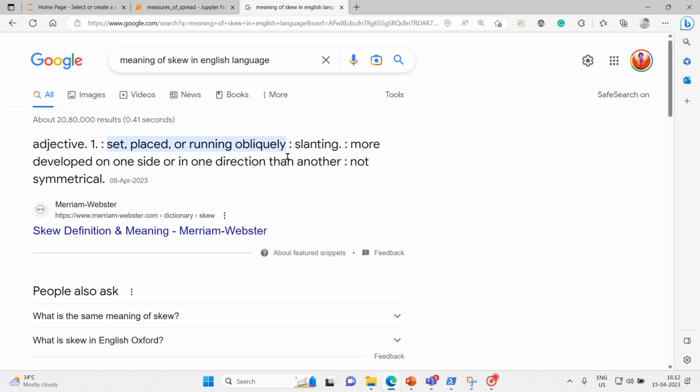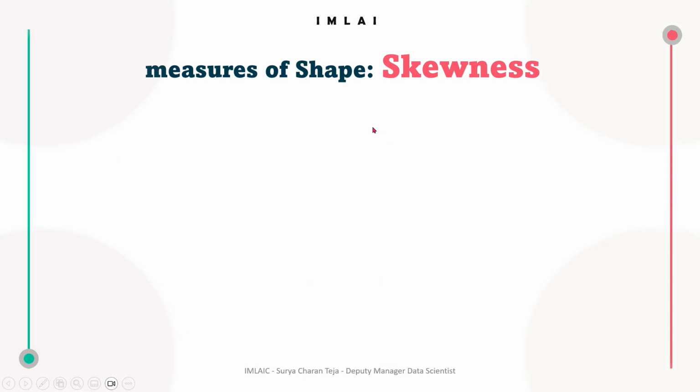What's the meaning of askew? It is slanting or developed on one side or in one direction than another. It's not symmetrical. That's the definition. Now let's get back to our definition.